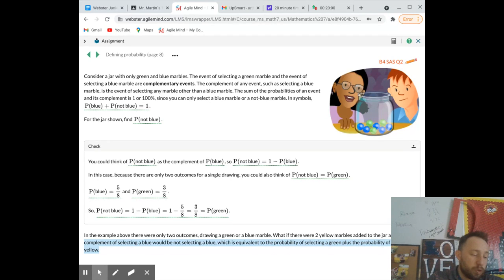And so if you have not answered question 2 in your workbook, I believe that's where we're at.